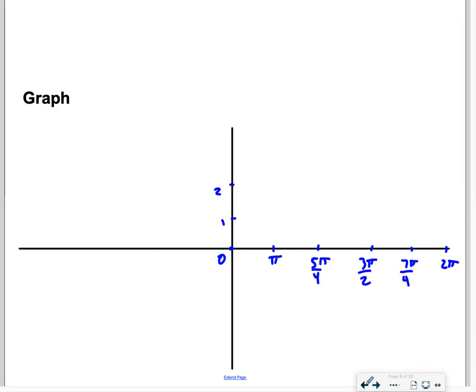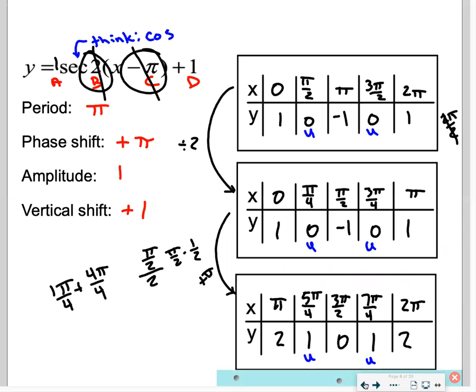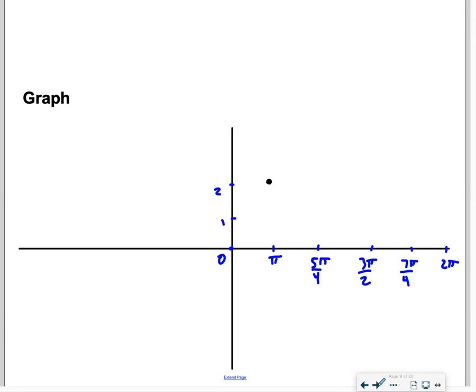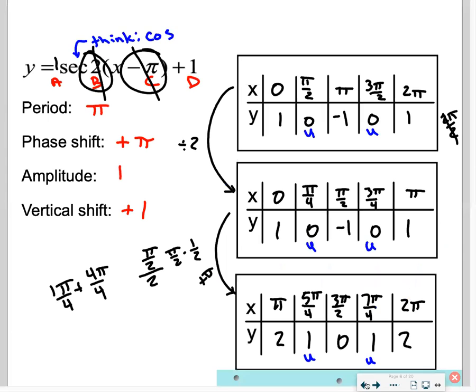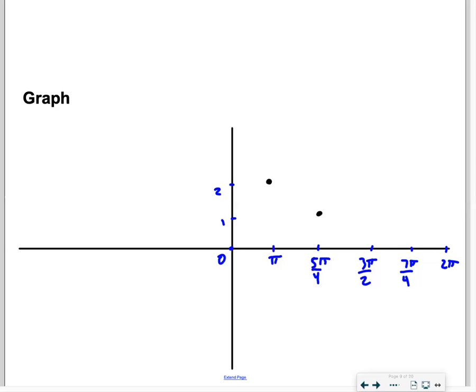All right, so I'm going to plot these points. Pi comma 2 would be right here. 5 pi over 4 comma 1 would be here. 2 comma 0. Points would look something like that.